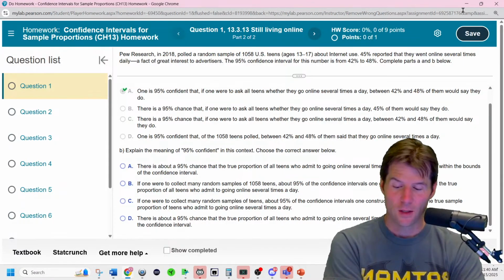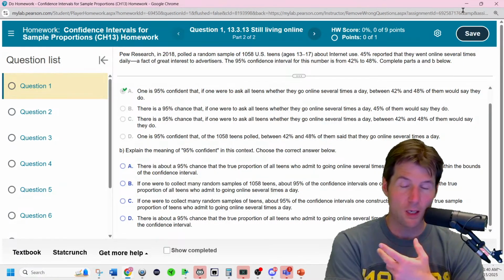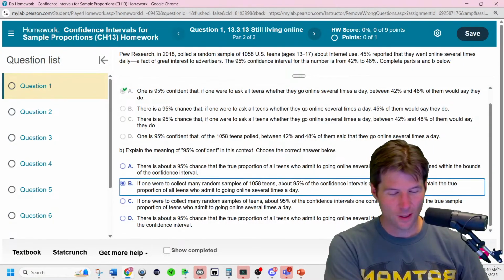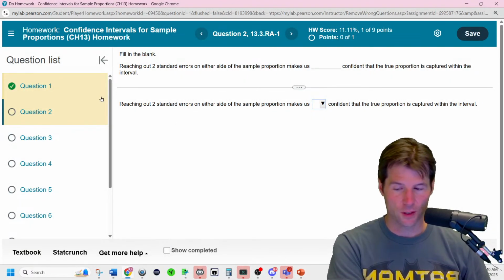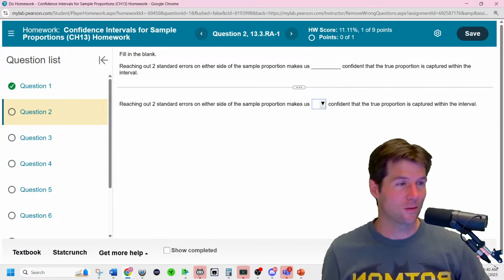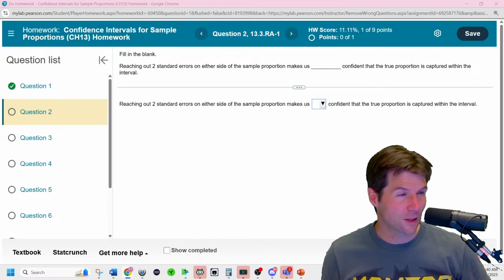Good job. And so this one right here is, if we did many random samples of this size, they do relate it to a size. I got that wrong yesterday. We'd expect 95% of those intervals to contain the truth. So that's got it. That is the first question. Let's get the whole homework done, right, Nancy?